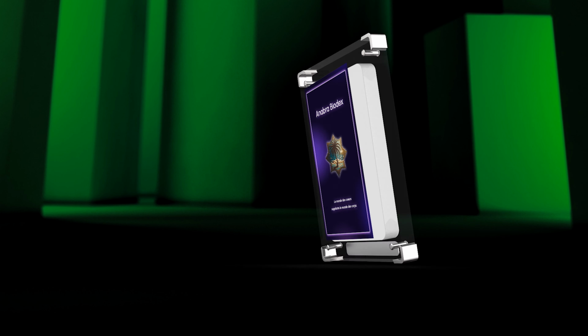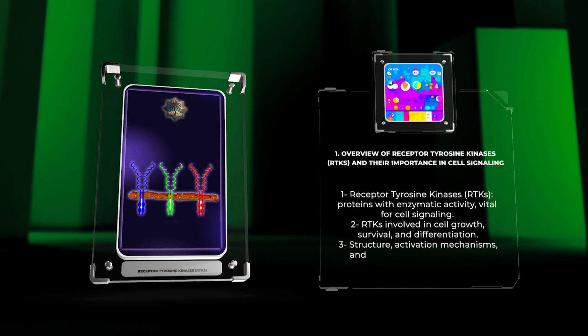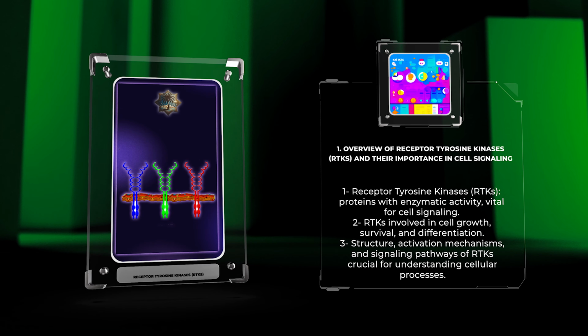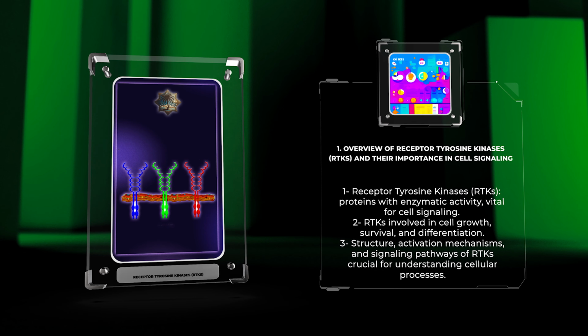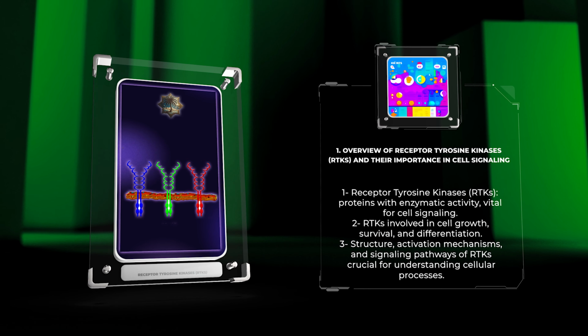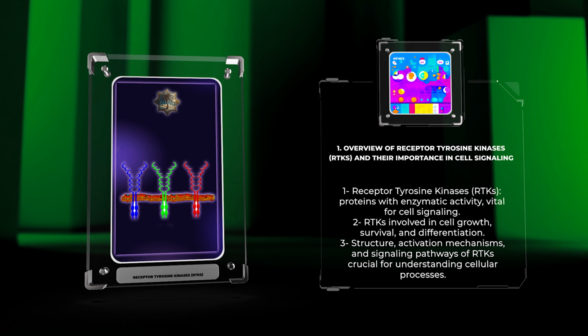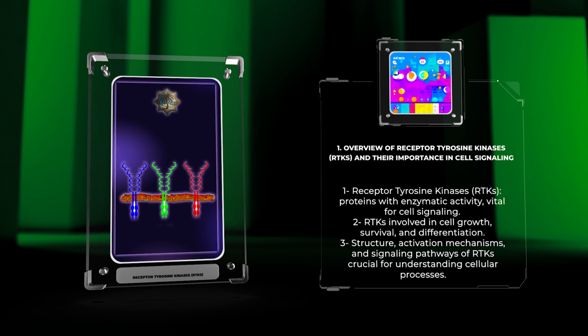In this section, we will explore the overview of receptor tyrosine kinases, RTKs, and their importance in cell signaling. RTKs are proteins that have enzymatic activity and are vital for transmitting signals inside the cell. They are involved in important biological processes such as cell growth, survival, and differentiation. Studying their structure, activation mechanisms, and signaling pathways is crucial in understanding cellular processes.